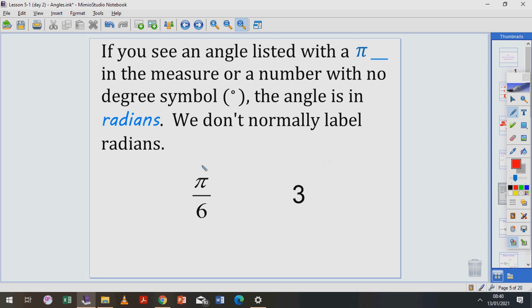If you see an angle listed with a pi in the measure, or a number with no degree symbol, that angle is in radians. Or a fraction. Usually some people write an answer like pi over 6 radians or 3 radians. But if you see an angle measure written with no degree symbol, just assume that it is in radians. And if it has a pi, that's already in radians.